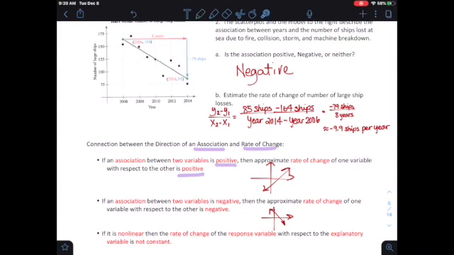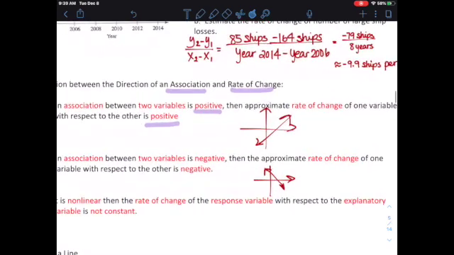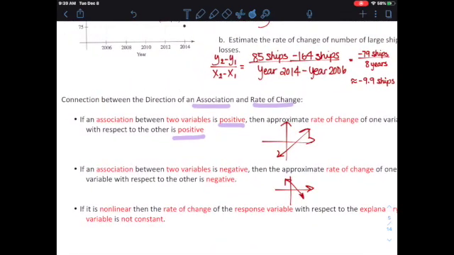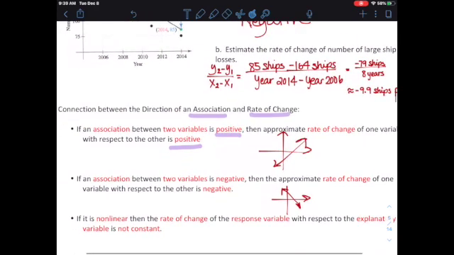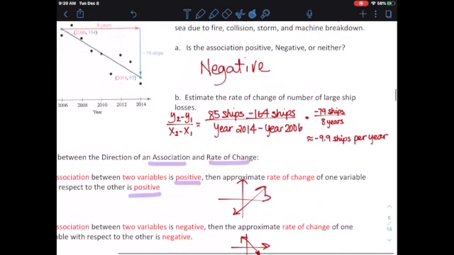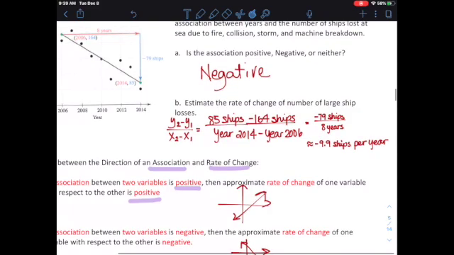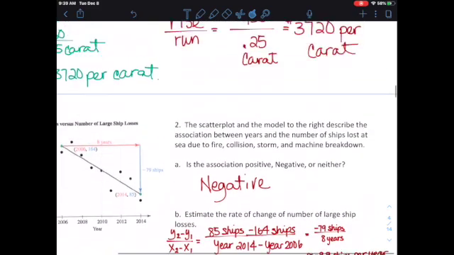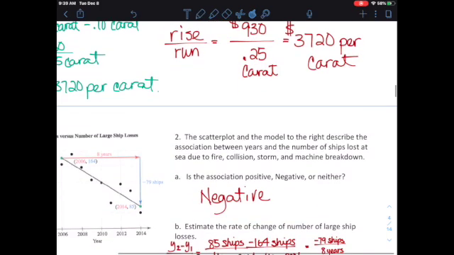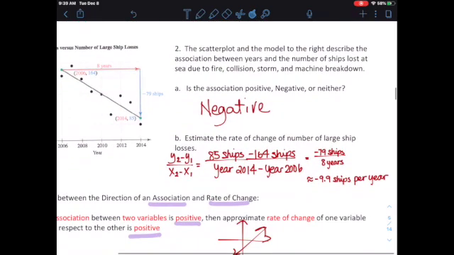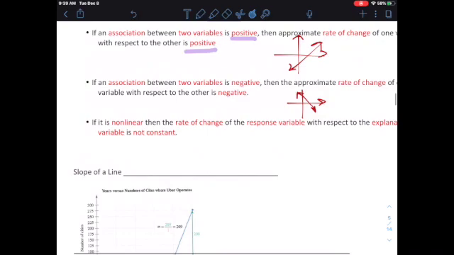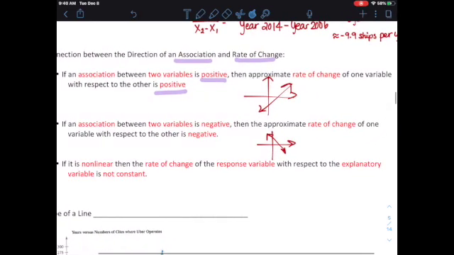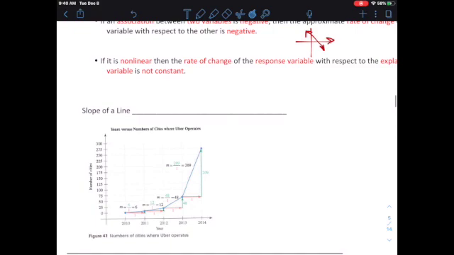Then the next one says that an association is nonlinear if the rate of change of a response variable with respect to the explanatory variable is not constant. Now think about this. Before, we had going up and down by the same number: $10, $10, $10; 50 miles, 50 miles, 50 miles; and then a negative 9.9 shift, 9.9 shift. But what if we have something that's not constant? That means those numbers change, so you will get a graph that looks like this.